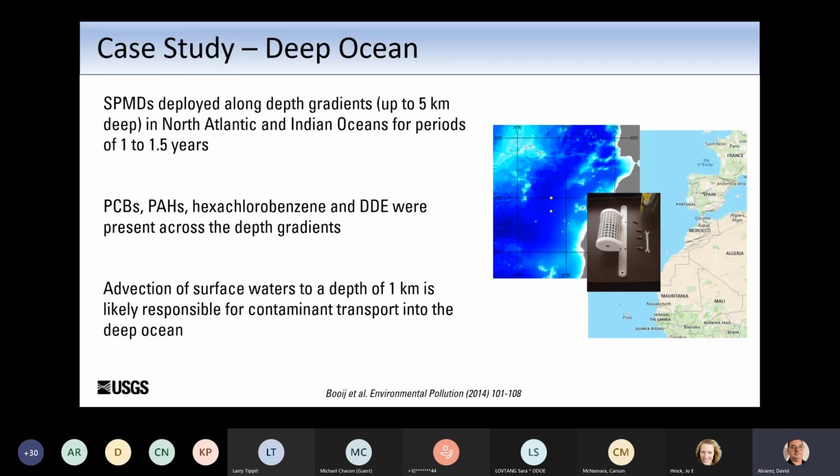What they found was concentrations of PAHs, PCBs, hexachlorobenzene, and DDE were measured across all the depth gradients. The data suggested that evacuation of surface waters down to a depth of about 1 kilometer was an important mechanism for contaminant transport into the deep ocean. Probably to me, the highlight of this whole study was it showed that although it was extremely challenging, it is possible to use passive samplers in some of the more extreme conditions that we would have on the planet.